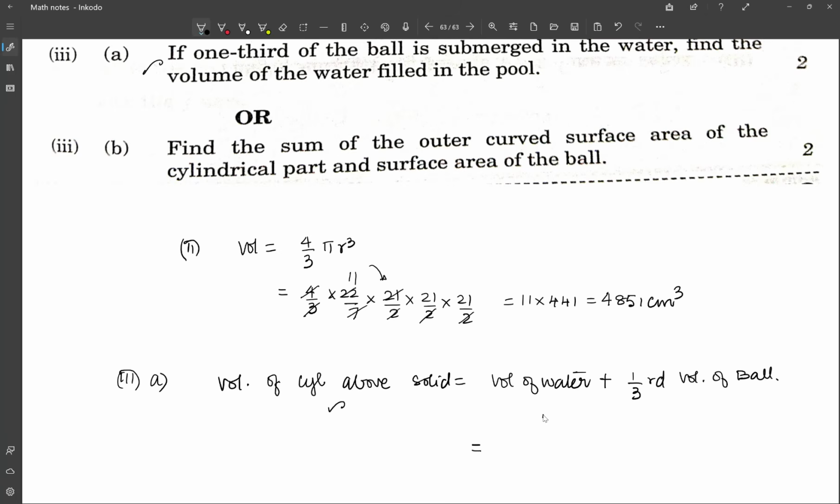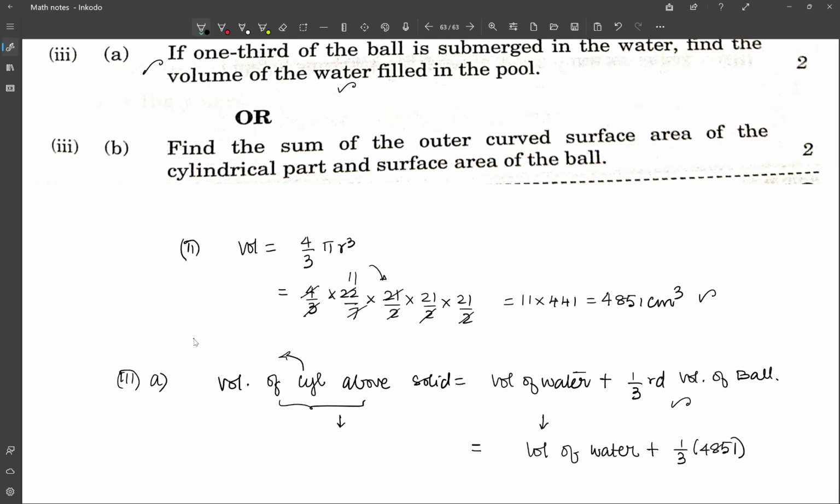So the volume of water, do we know that? No, we need to find that. That is what is asked. So volume of water, let's keep it as it is. One third of volume of the ball. We just found out what is the volume of the ball. So one third of 4851, and these two together make the cylinder above the solid.